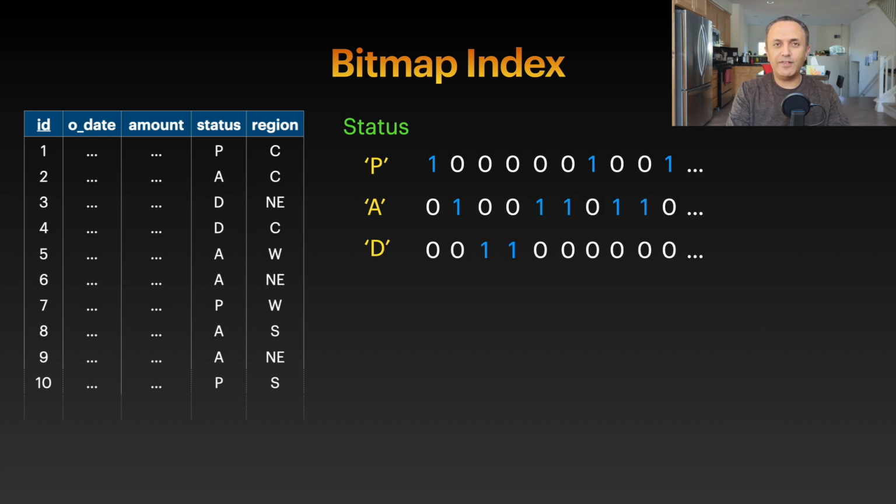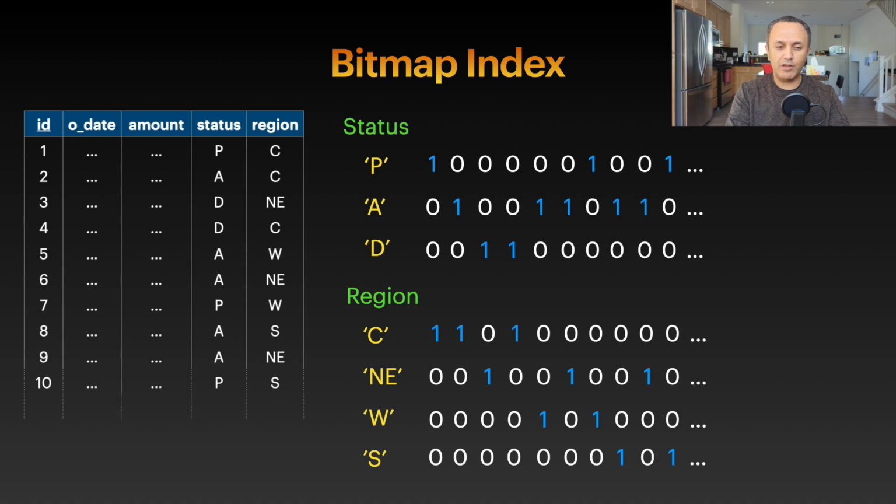So we end up with these 3 bitmaps. For each value, we have a sequence of zeros and ones. The ones tell us which rows contain that value. This is basically all we need. The length of the bitmap is the size of the table, the number of rows in the table. We can do the same thing for the region attribute as well. So this time we have 4 different values, so we're going to construct 4 bitmaps, 1 for each of these values. Again, it tells us which rows contain that value.